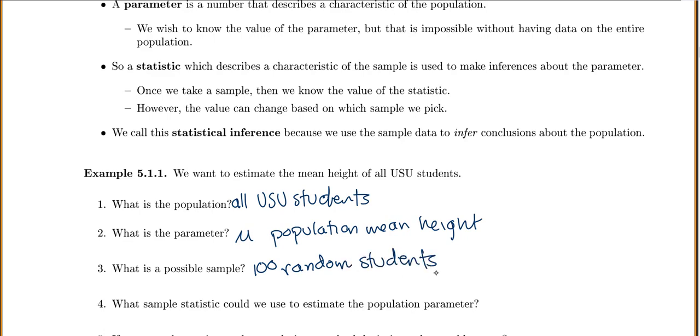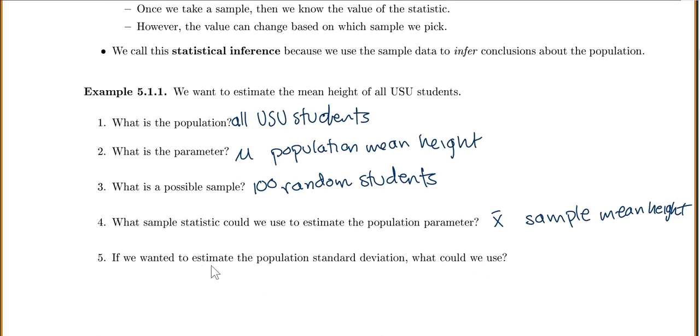And what sample statistic could we use to estimate our population parameter? Which is a lot more complicated sounding than it needs to be. If we want to estimate our population mean, we'll use our sample mean. So x bar always represents our sample mean, and mu represents our population mean.